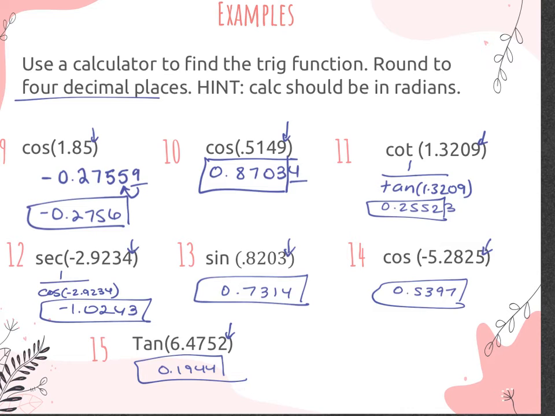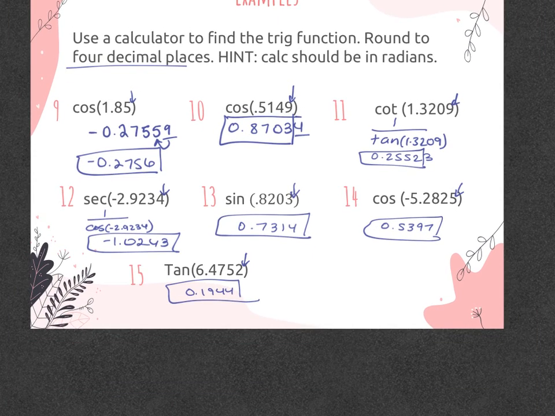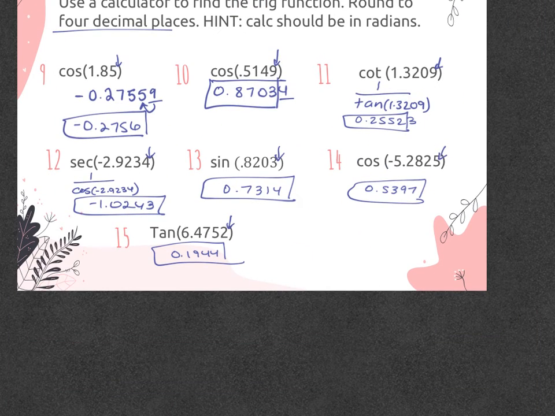Okay, so we should have gotten the secant number 12, negative 1.0243, number 13, 7314, number 14, 5397, and 15, 1944. Everybody good on those? Yes? We're good? Okay. On the homework, it throws back in the degrees.